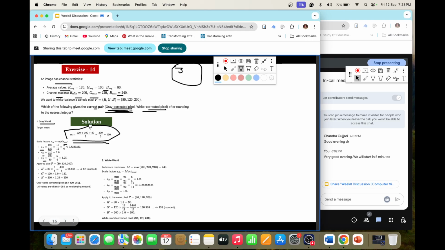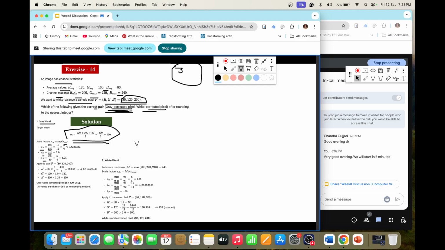Once you get the scale factor, you just do the white balance of a sample. You just multiply it by this RGB to get the R dash, G dash, and B dash values. So this is regarding gray world.